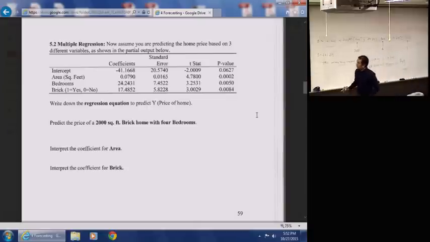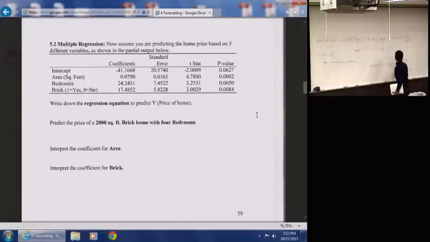Okay, and the last question, interpret the coefficient for brick. So again, for the coefficient for brick, you look at brick, coefficient, this number, 17.4852. What does 17.4852 mean? Does that mean the price of the house will increase by that amount if you have brick on the house? Exactly, yeah. So if your house is brick, other variables being constant, right?